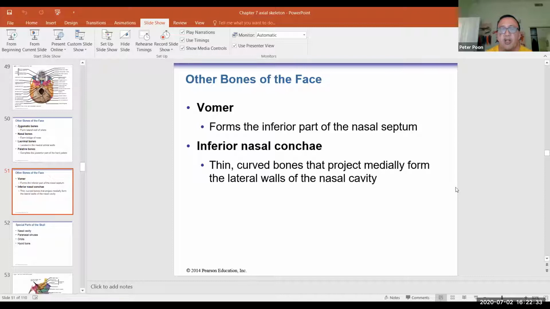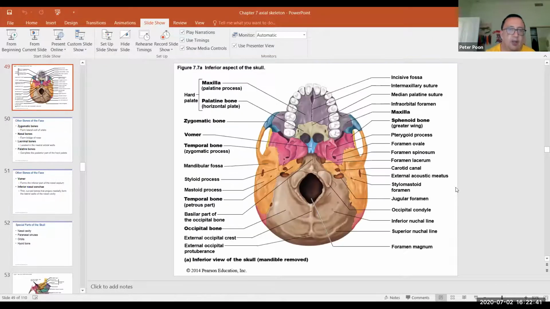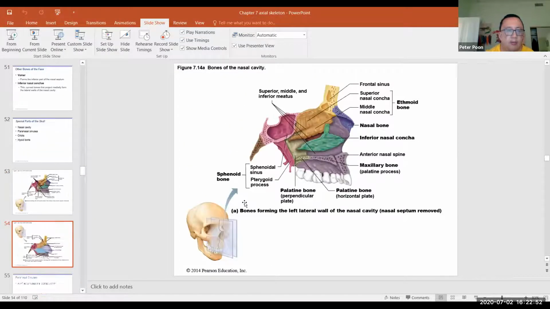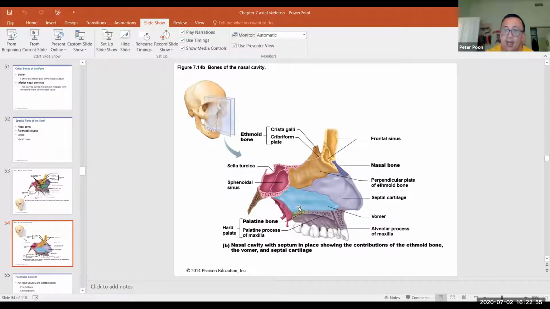The vomer and inferior nasal conchae. These two are deeper, and they're inside basically your nasal cavity. So let's take a look at what they look like. That right there, you can see the vomer, that's in light blue. Let me show you what the entire vomer looks like. That is the vomer. It forms basically part of the separation between your left and right nasal passages. So this is your nose right here, obviously, and then you have the vomer, which separates the right and left.